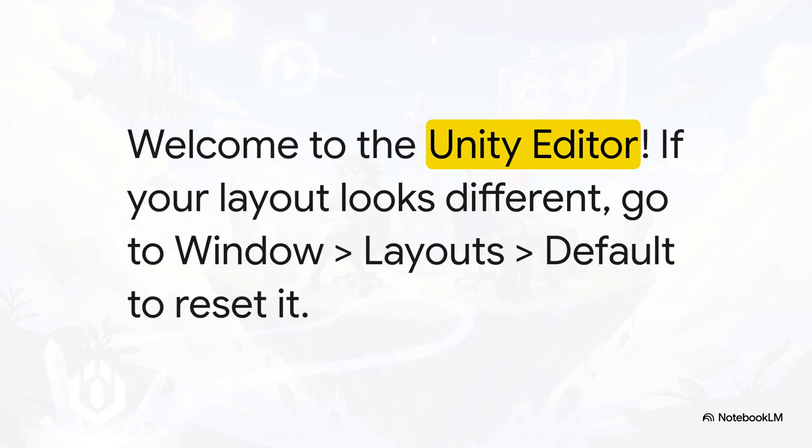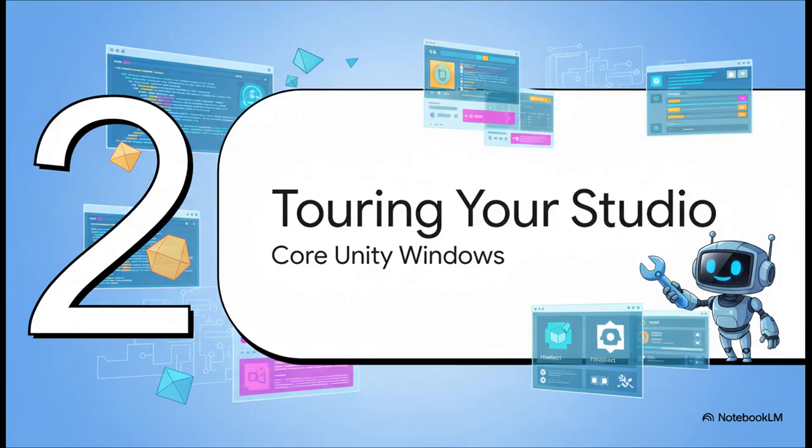And we're in. Welcome to the Unity editor. This is where the magic happens. Now, don't panic if your screen looks a little different from mine. The editor layout is super customizable, which is great, but we want to be on the same page. So just go up to the top menu, click on Window, then Layouts, and make sure you select Default. That'll snap everything back to the standard view so it's easy to follow along. Perfect! Our project is set up and ready to go.